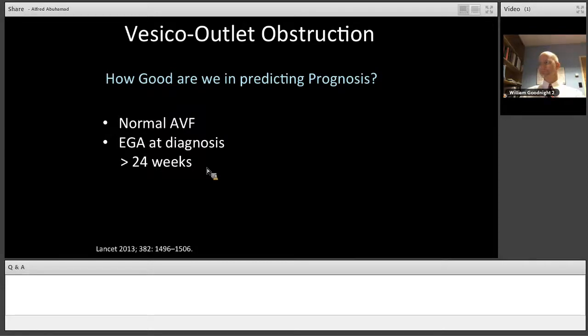However, if you have a patient with a normal amniotic fluid volume and the diagnosis happened after 24 weeks, we have a lot of evidence to suggest that these patients will have a good outcome and they will have fairly good renal function upon long-term follow-up. So the negative predictive value is fairly good. The positive predictive value, I think, is not for these ultrasound markers.